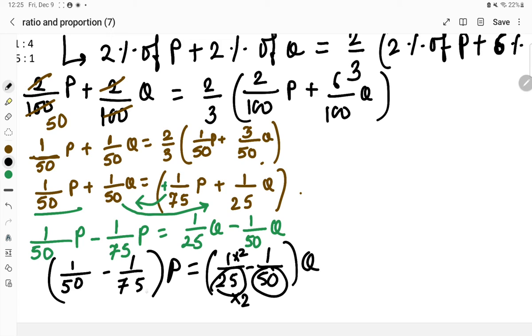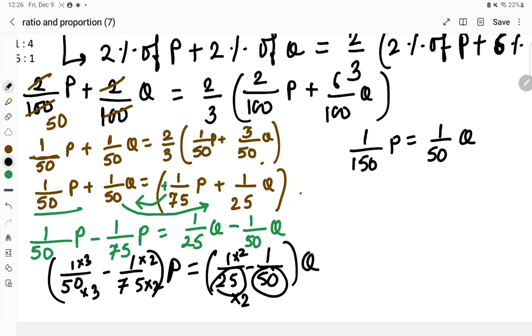Similarly, what you can do over here is make the denominator similar. How can we make it, ma'am? Here we can multiply it by 2, it gets 150 downside. Here similarly, if we multiply by 3, then the denominator will be 150. So multiply upside also by 3, here also upside by 2. So what will be the answer? 3 upon 150 minus 2 upon 150, that is 1 upon 150, right? 1 upon 150 P is equal to 1 upon 50 Q is the answer.